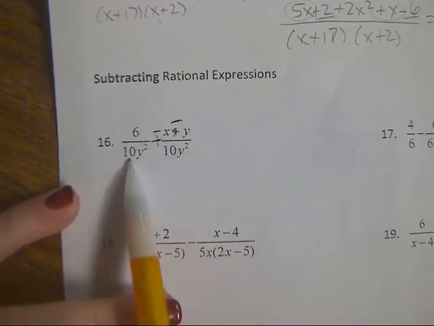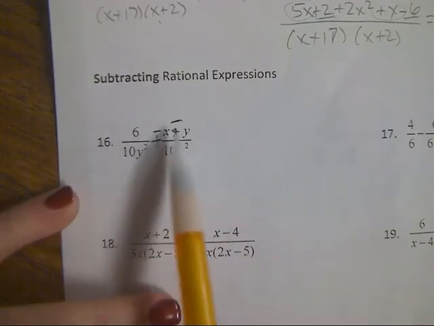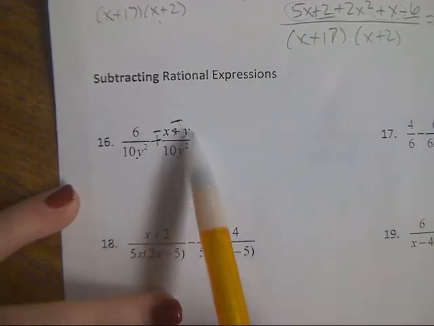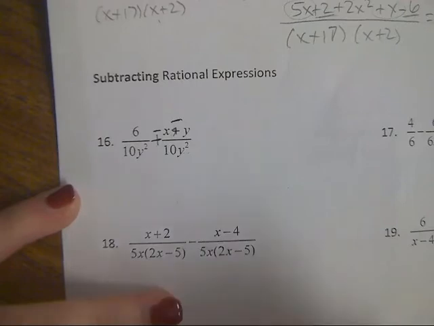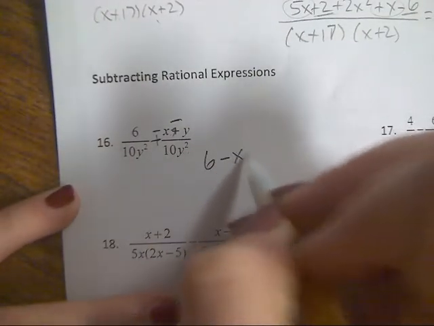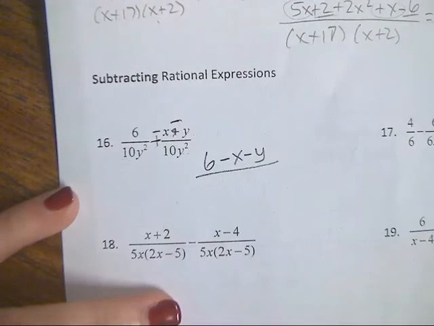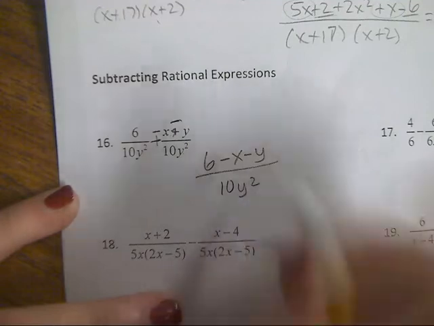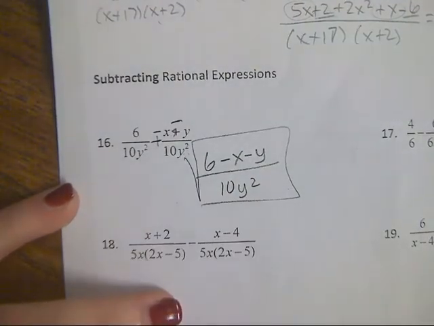Now I notice that my denominators are the same, so I can actually just combine like terms across the top. I see 6 minus x minus y. Those are not like terms, so we're just going to keep them all separate like that. 6 minus x minus y all over 10y squared. Nothing else I can do. That is it.